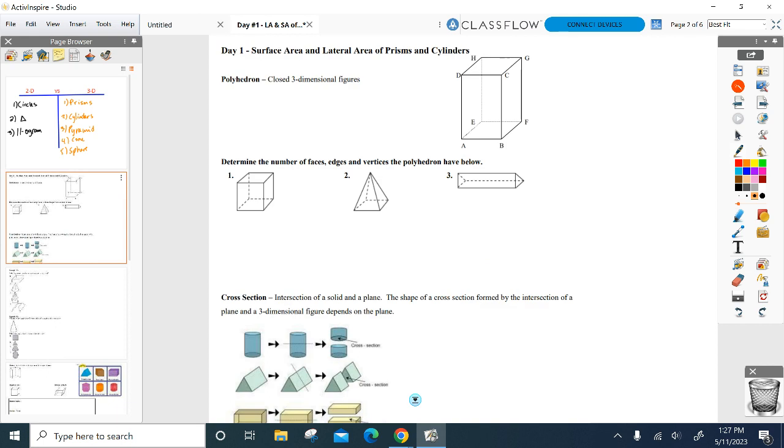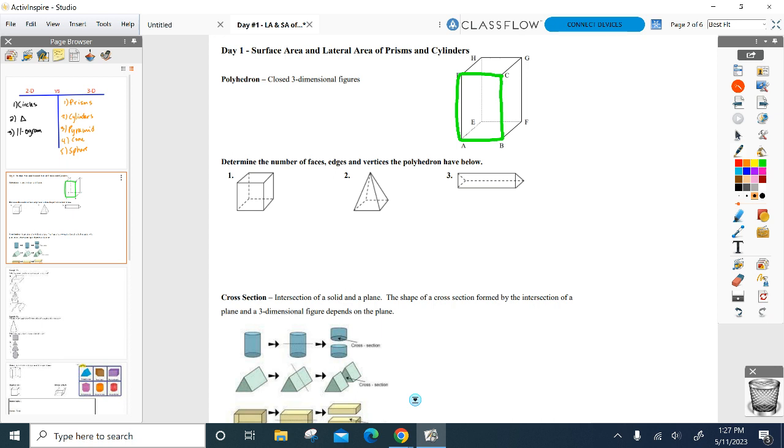Three-dimensional figures. And every polyhedron comes with faces, edges, and vertices. They always come with those three. A face: they're not sides, but you can think of it that way. This right here is a face of my polyhedron.